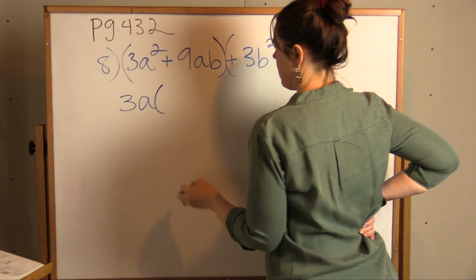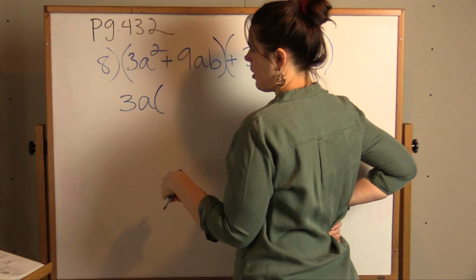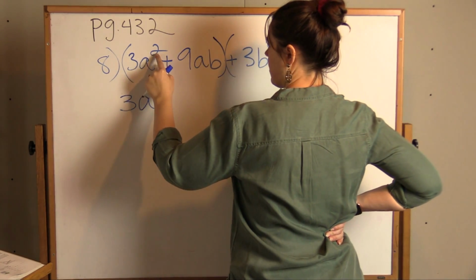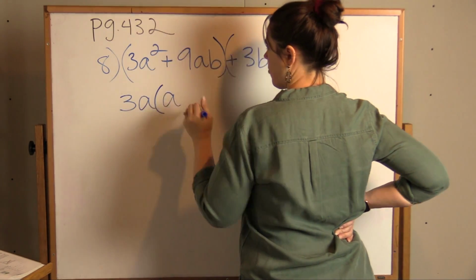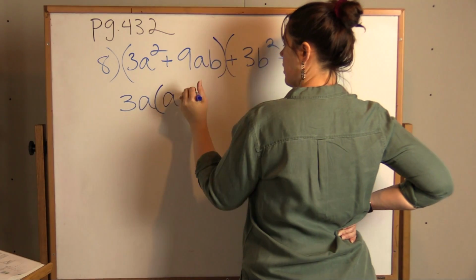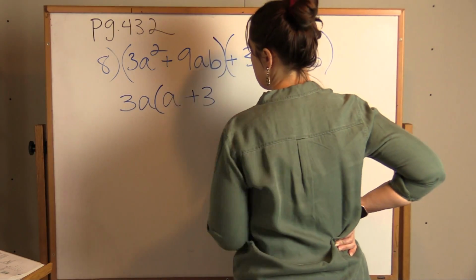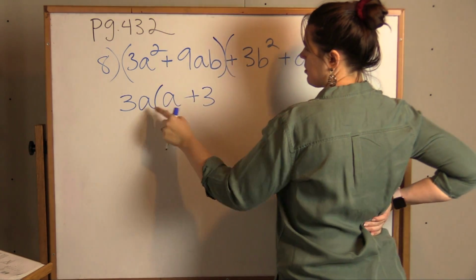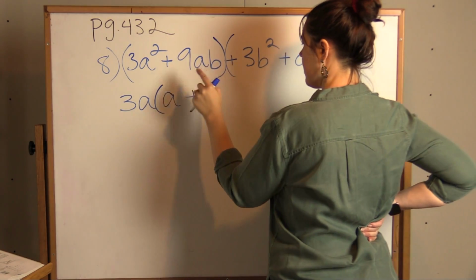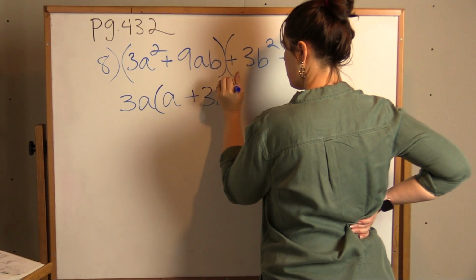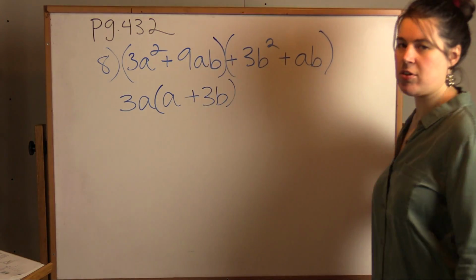So what's left behind? 3 divided by 3 is 1. A squared, so I had 2, I took away 1, I'm left with 1a. The plus sign is still there. 9 divided by 3 is 3. I had an a, I took it away. B is still there, it's left behind, and that's my first group.